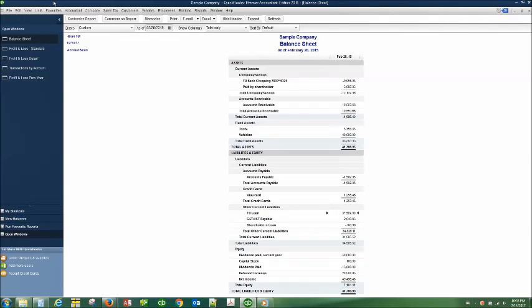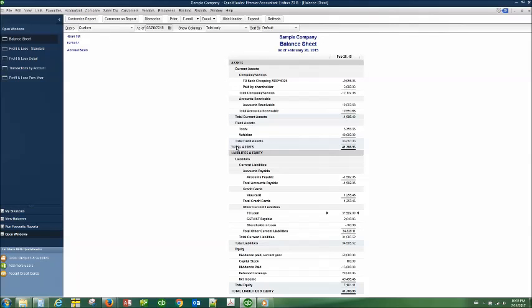What you need to know about the balance sheet is it is a snapshot of your company. It changes the very next time you spend money. This balance sheet will change. It's always fluid, it's always moving. But here's the basic part of a balance sheet.